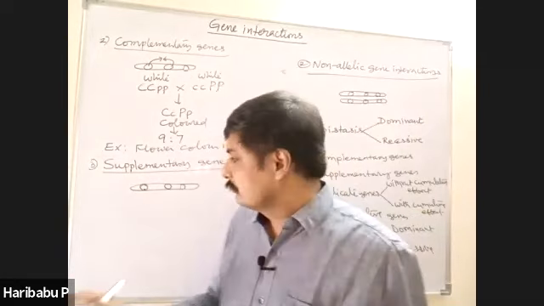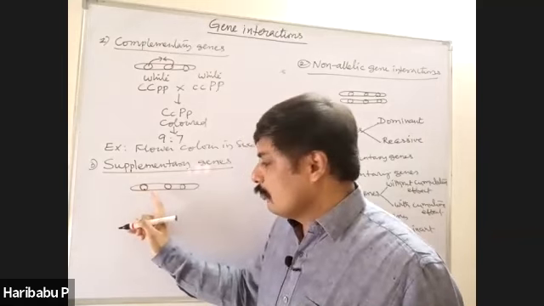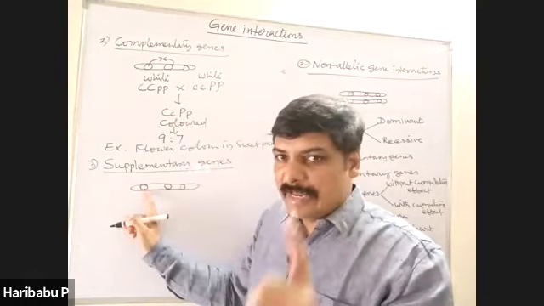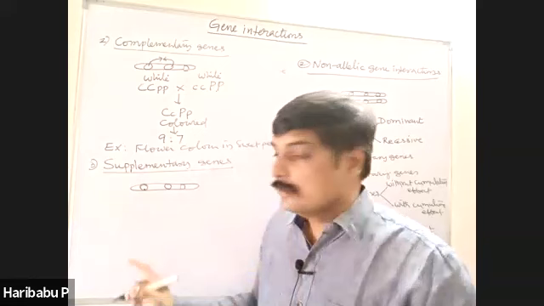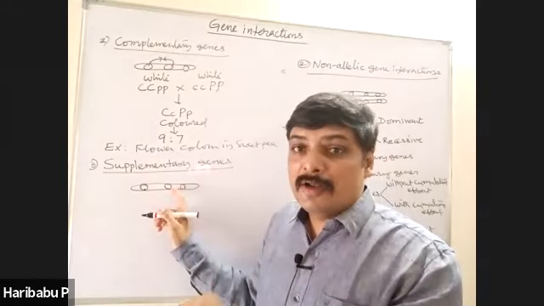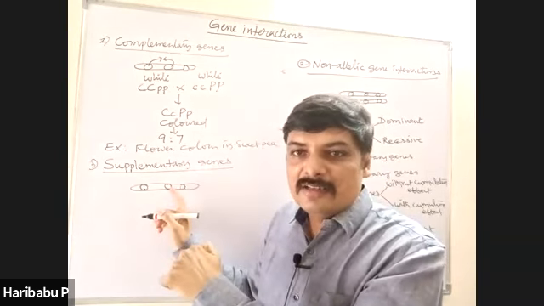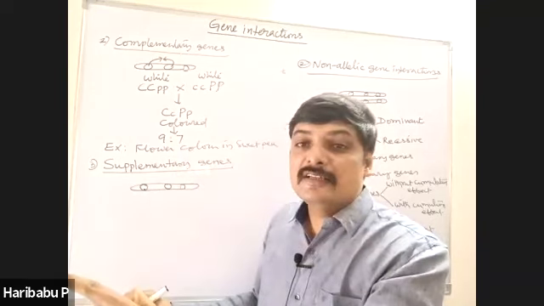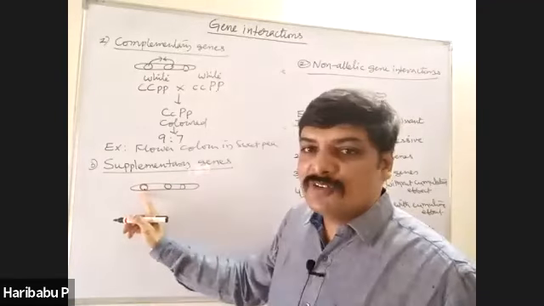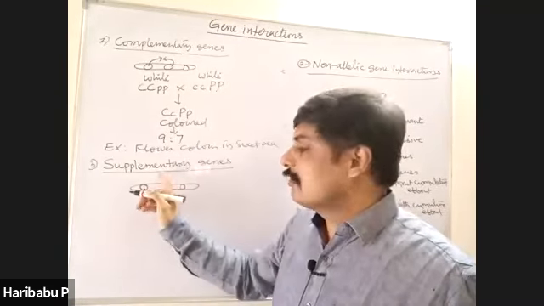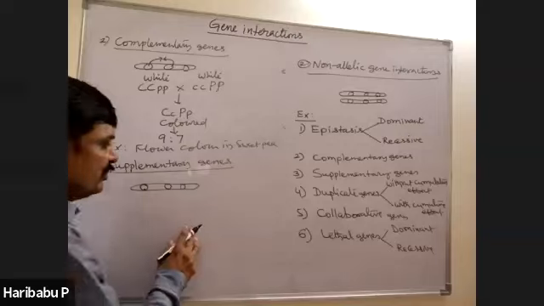For its expression, the first gene's support is required. I repeat here. There are two dominant genes at different loci. The first gene expresses its character without the support of the other one, but the second one is also dominant, but itself cannot express. For expression of this second gene, support from the first gene is required. So this will express by taking the support from the first gene. Therefore, such genes are called supplementary genes. I hope you understood.